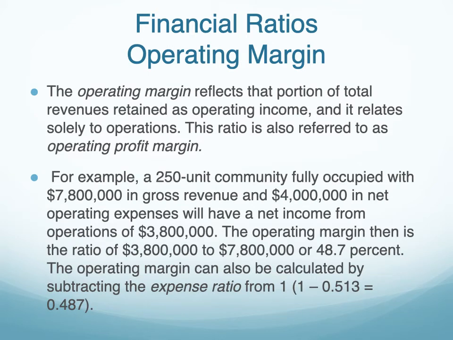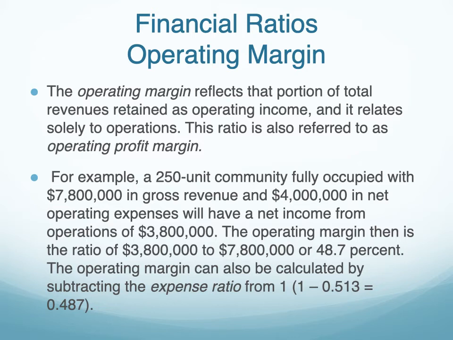The next financial ratio we're going to cover is operating margin, which is widely considered a measure of efficiency of your operations. The operating margin reflects that portion of the total revenues retained as operating income, as it relates solely to the operations. This ratio is also referred to as operating profit margin.